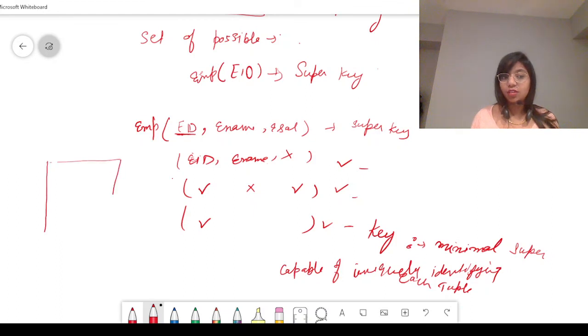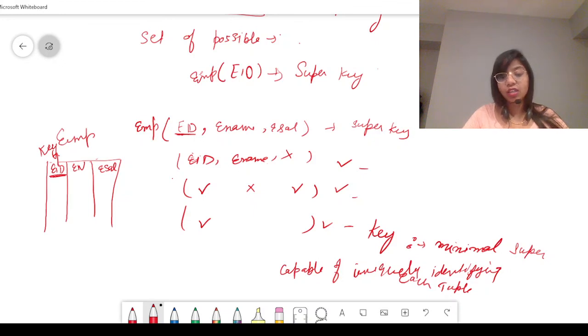If I am drawing the employee table with EID, ename, and eSalary, whatever key I have taken, I will underline that one attribute, showing that I am taking EID as the key for the relation employee. So this is all about super keys as well as keys, and how many super keys are possible for each relation, the number of possible permutations or combinations. That is all about the super keys and the keys.